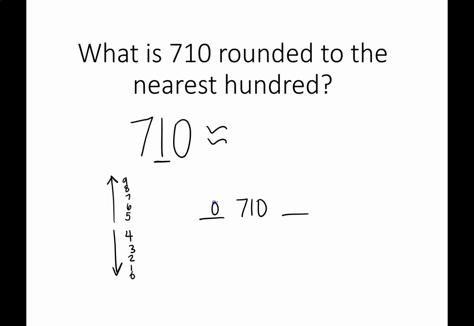What 100s is 710 in between? Well, I know it's really darn close to 700. It's only 10 away. But what would the next 100 be? If 700, then 800. Okay, but I know it's rounding down, so 710 rounds down to 700. Great job, guys, with that rounding.